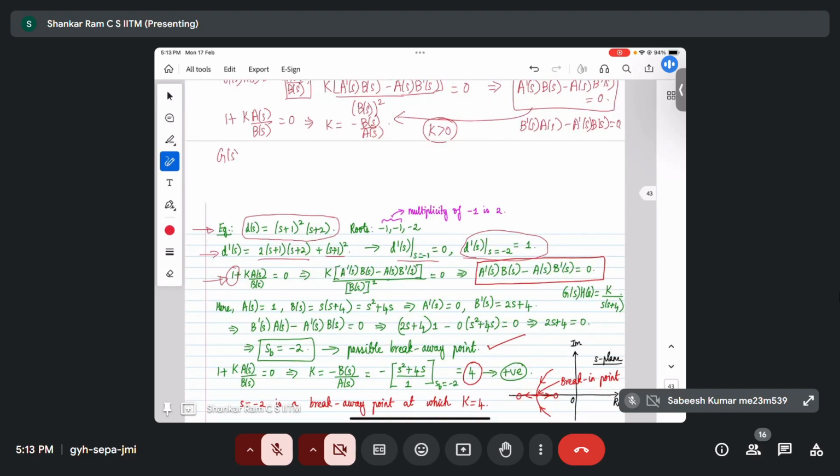In our example, if we recall, the open loop transfer function was K divided by s times (s+4). So what do you think is A(s)?